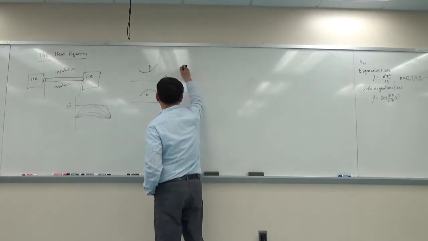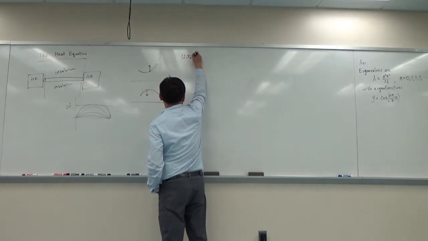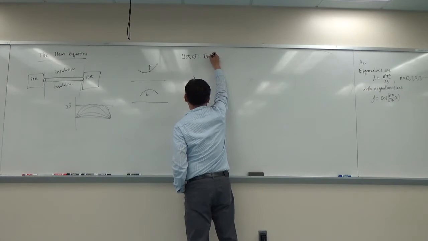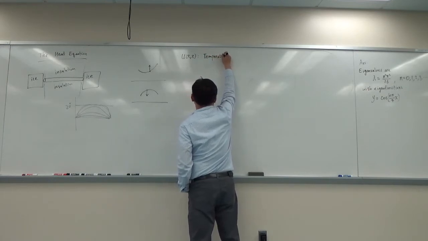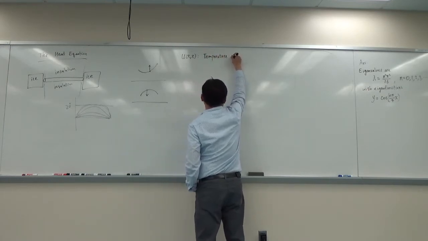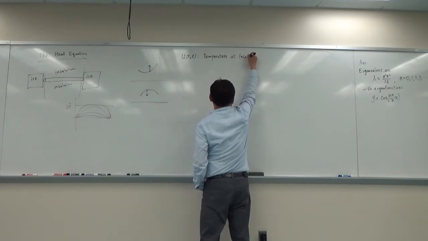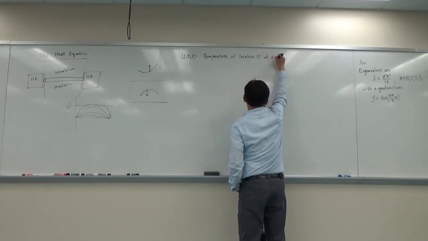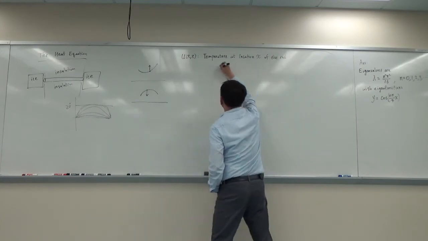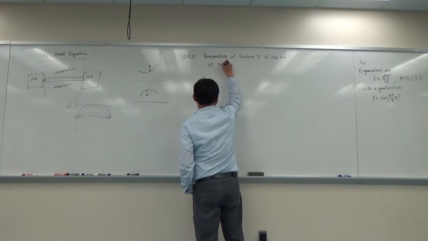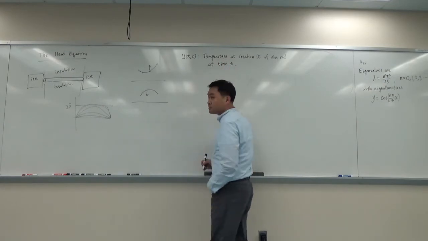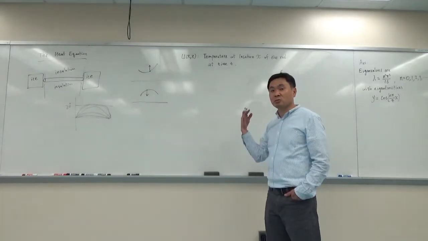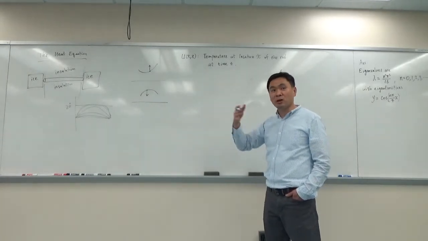So, let's say u(x,t) is defined as the temperature at location x of the rod at time t. Okay, and our goal is to figure out what u(x,t) is for all times and all the locations on the rod, right?